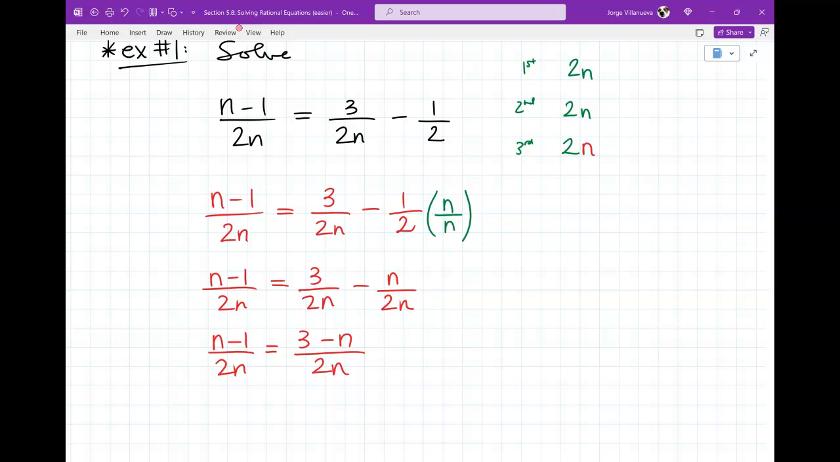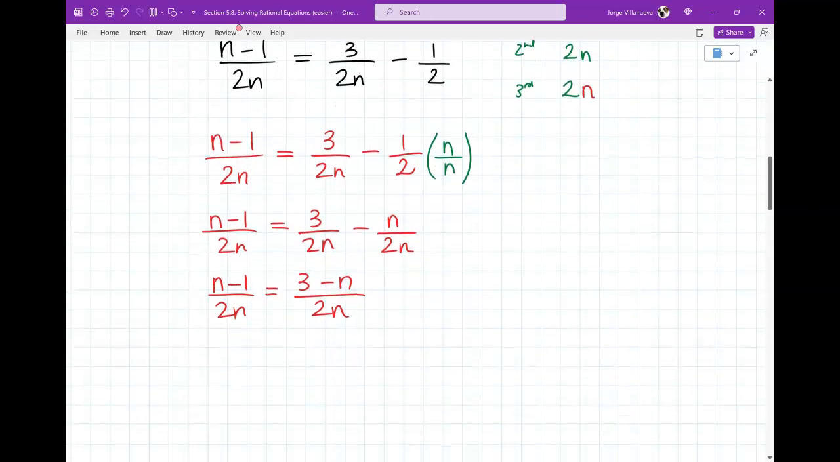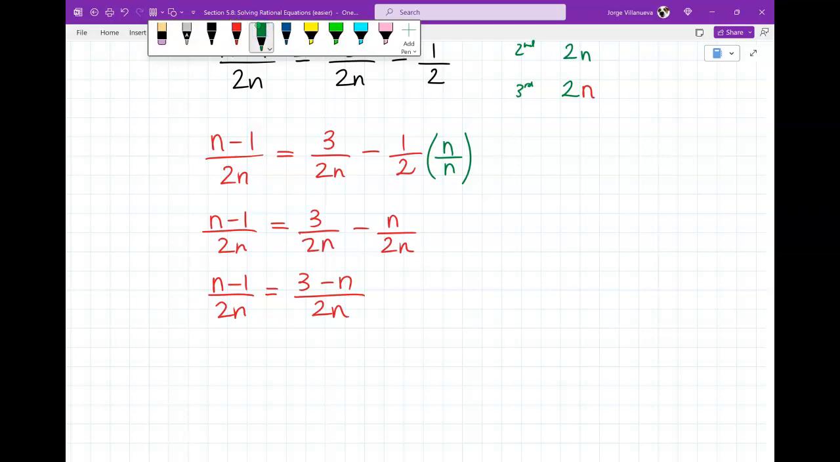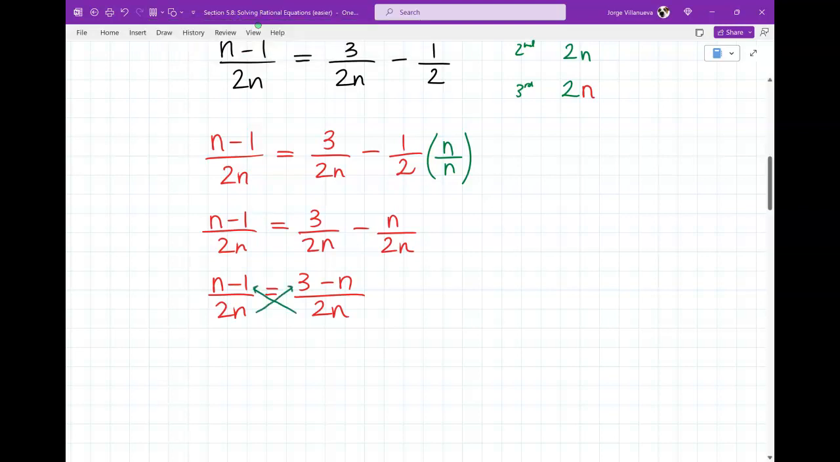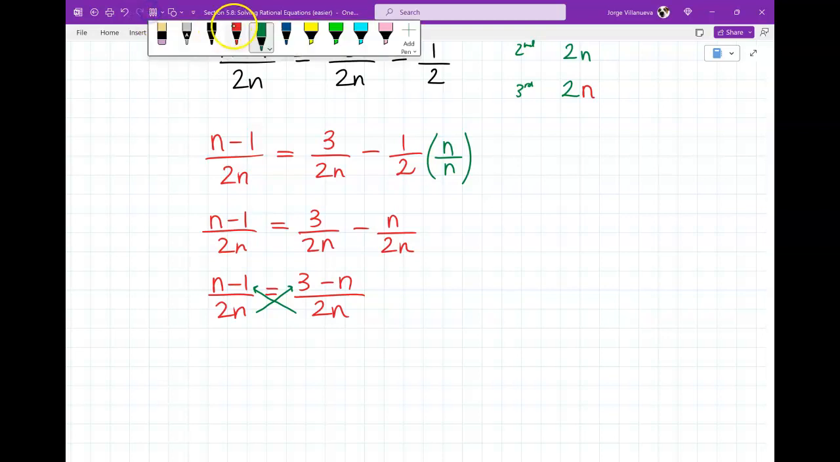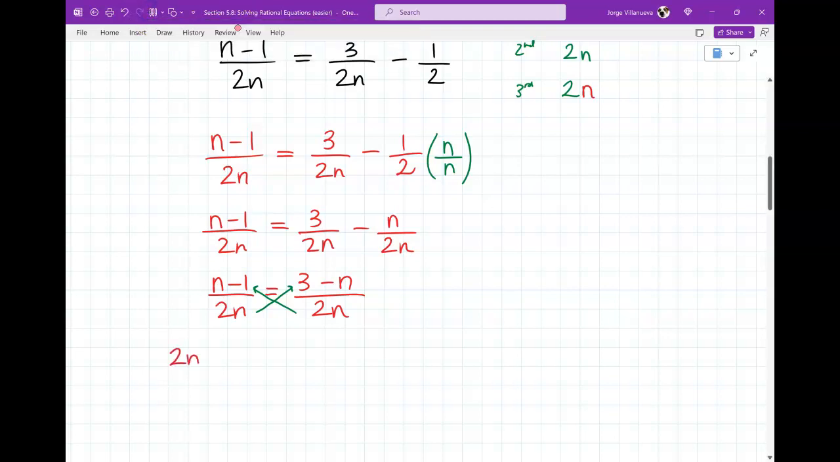Now, I'm going to show this to you guys once, and then I'm never going to show it to you again because I think you're going to prefer not to write it. But if I cross multiply, or maybe I'll just write it, but remember, you don't need to do this step eventually. Look what happens. 2n times n minus 1 equals 2n times 3 minus n. You see how on the left and right side they both have 2n, right? I could divide that out. And if I did, they would cancel.